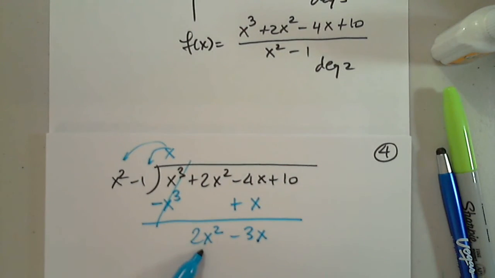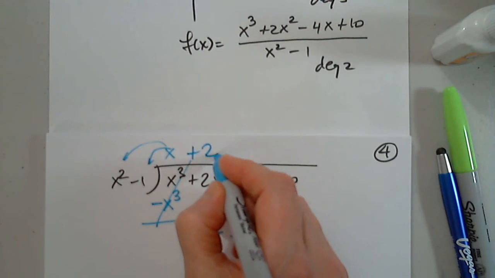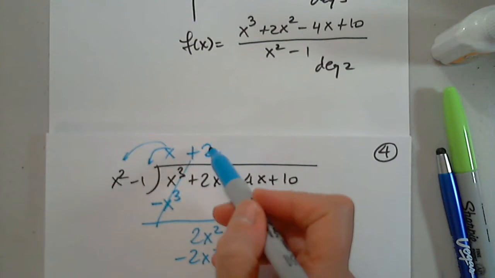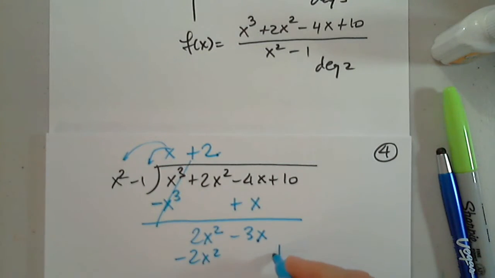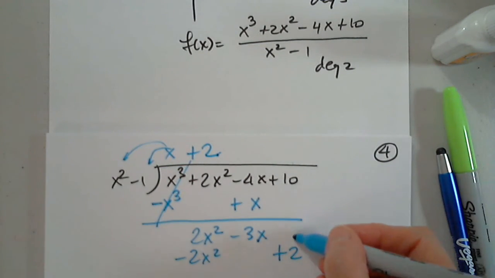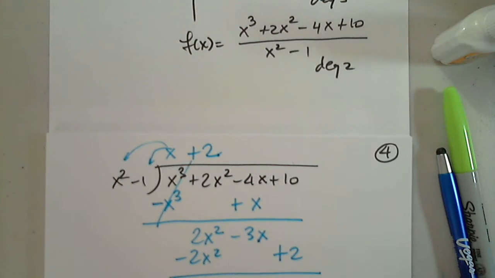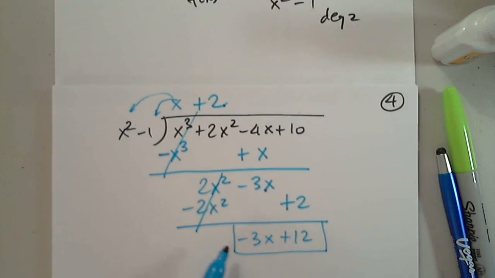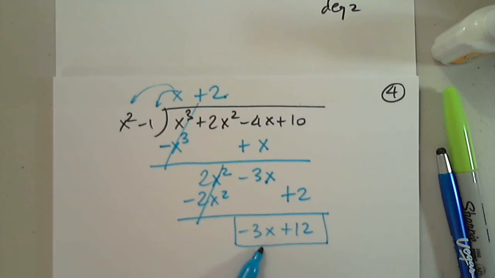X squared times what is 2x squared? So it's plus 2. Again, 2x squared minus 2x squared, negative 2, but plus 2. And it has to be written under the like term. So then I have negative 3x plus 12. And I can no longer divide. I can't say x squared goes into negative 3x how many times.